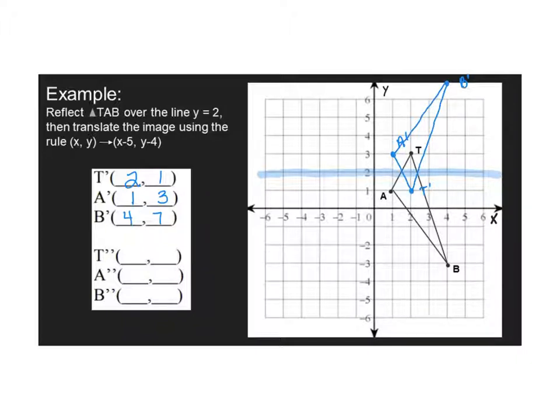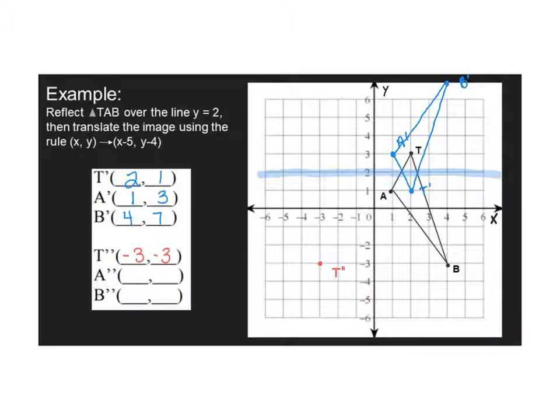Next thing I'm going to do is start my translation using the rule x minus 5, y minus 4. I'm just going to do the math from my ordered pairs and then plot the points. So if I look at T prime, I have x is 2, and 2 minus 5 will get me negative 3. And then if I look at my y, I have 1, so 1 minus 4 gets me negative 3. So T double prime is going to be at negative 3, negative 3.